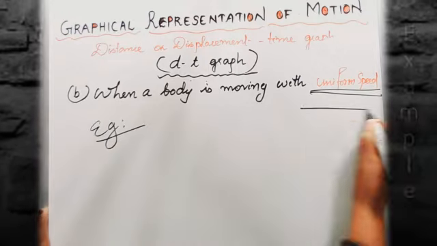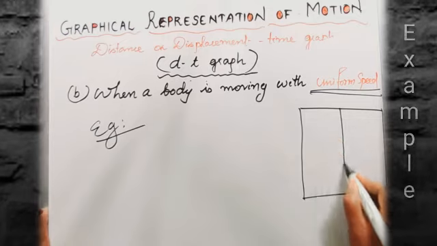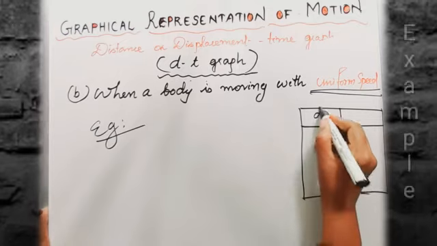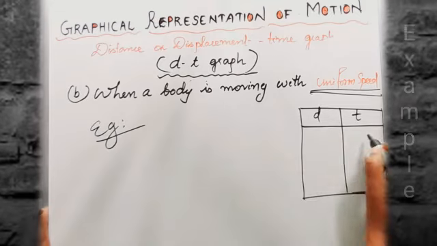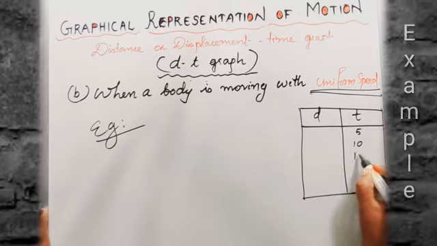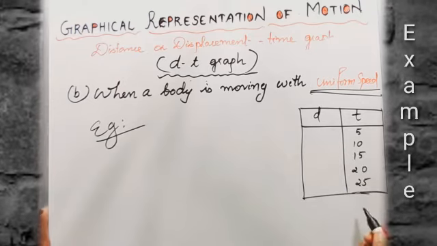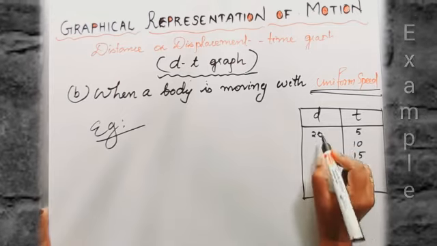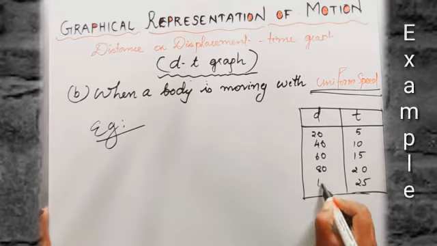That is the data table. The table has D and T. For time, 5 second, 10 second, equal intervals of time, 15, 20, 25. And in the case of distance, 20, 40, 60, 80, 100.